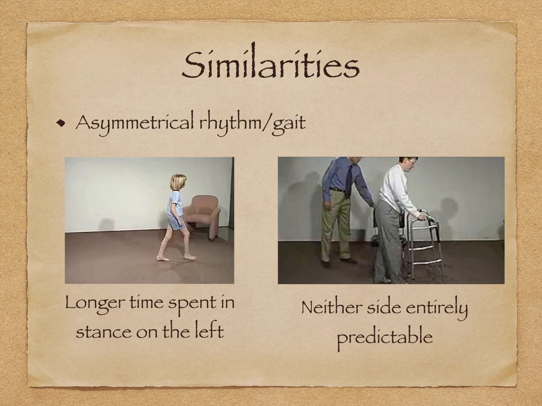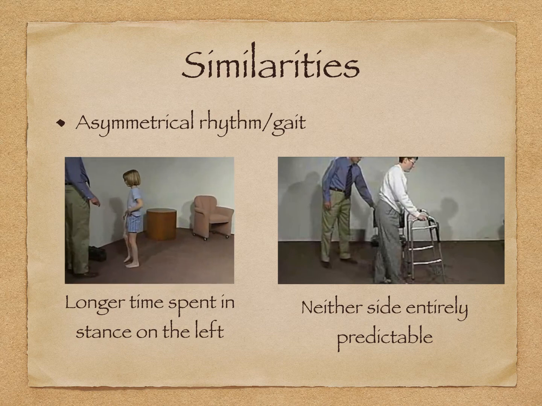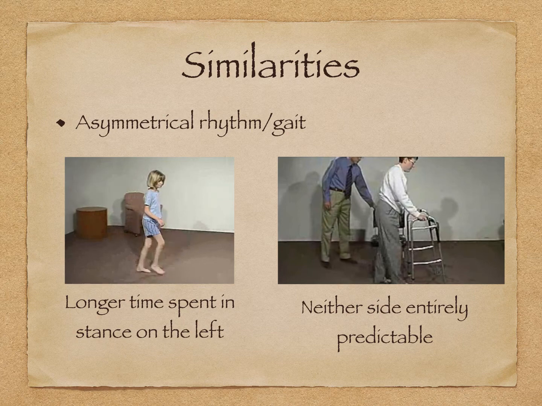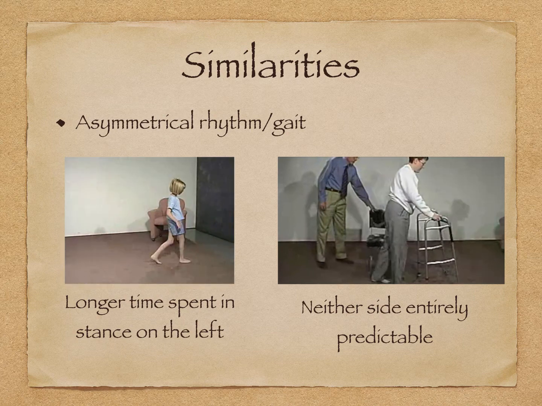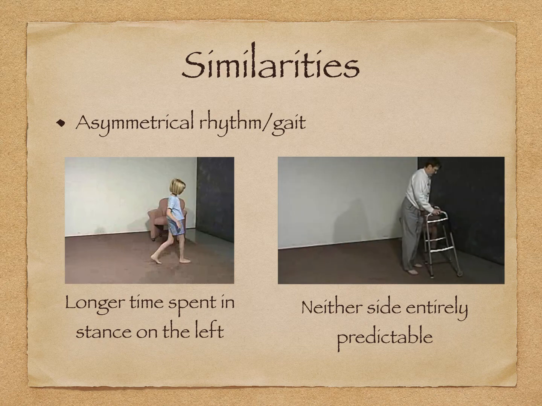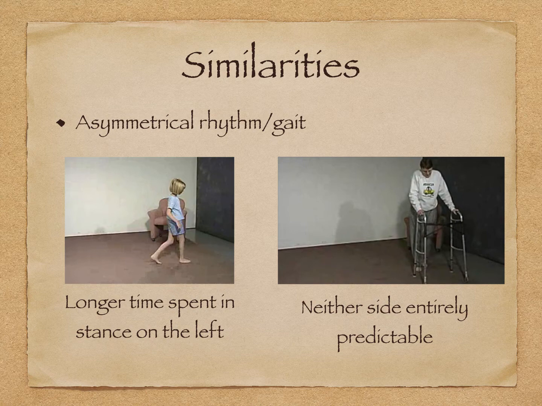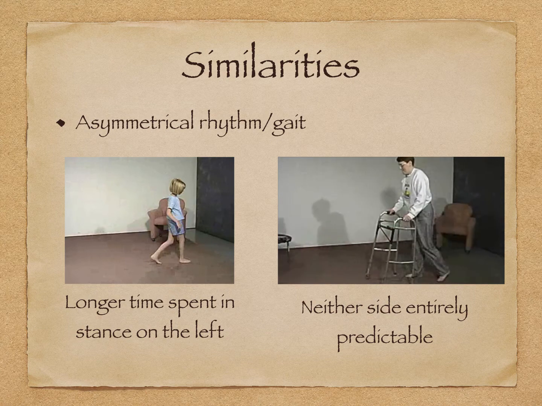Okay, so we're going to show the similarities. I'm going to play video number 8. And as you can see, she's spending more time in stance on the left. And now I'm going to pause that and play video number 14. And as you are looking at her gait, you can see from side to side, it's not predictable as she is walking. But she is demonstrating an asymmetrical rhythm as she is walking.